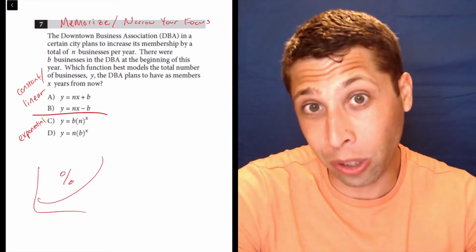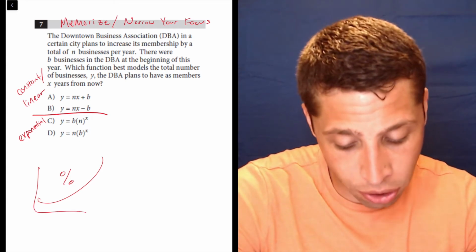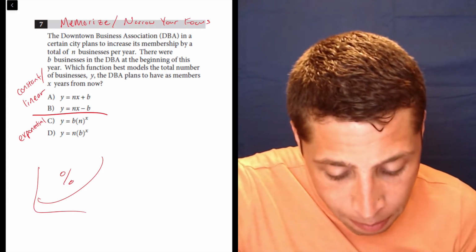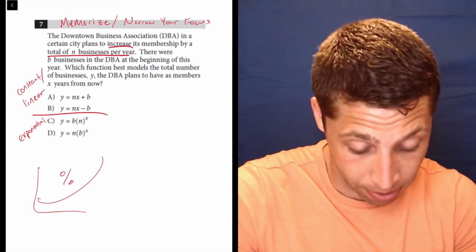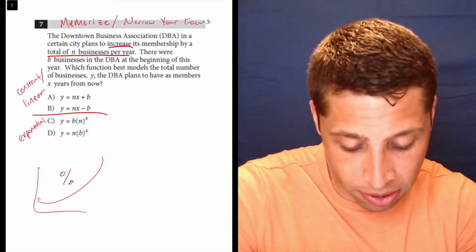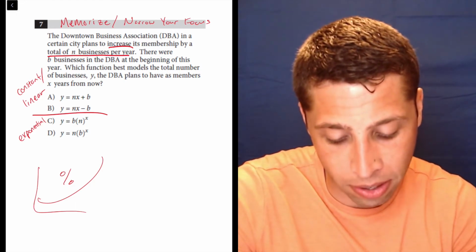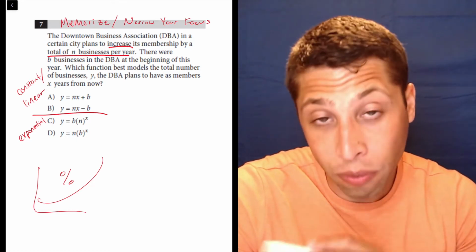So let's look at this story and see if we can determine which one it's going to be. The Downtown Business Association in a certain city plans to increase its membership by a total of N businesses per year. So they're talking about the increase right there. There were B businesses in the DBA at the beginning of this year. Which function best models the total number of businesses Y the DBA plans to have as members X years from now?